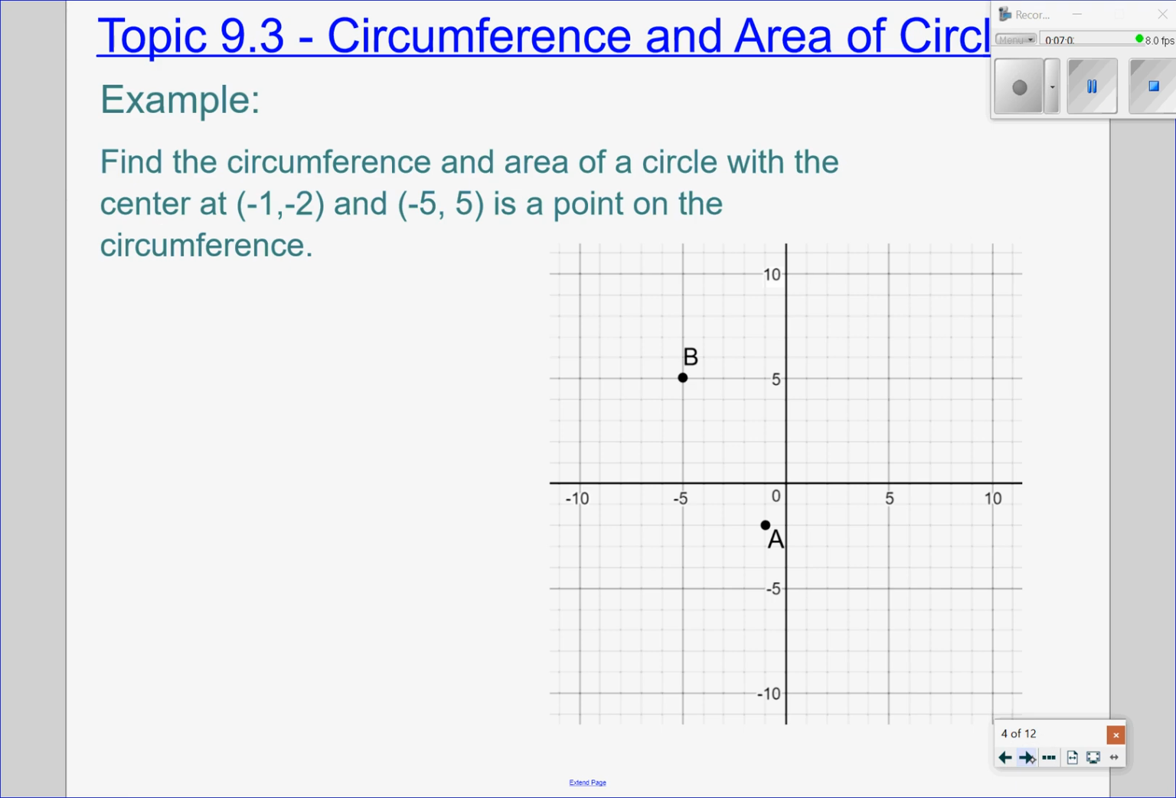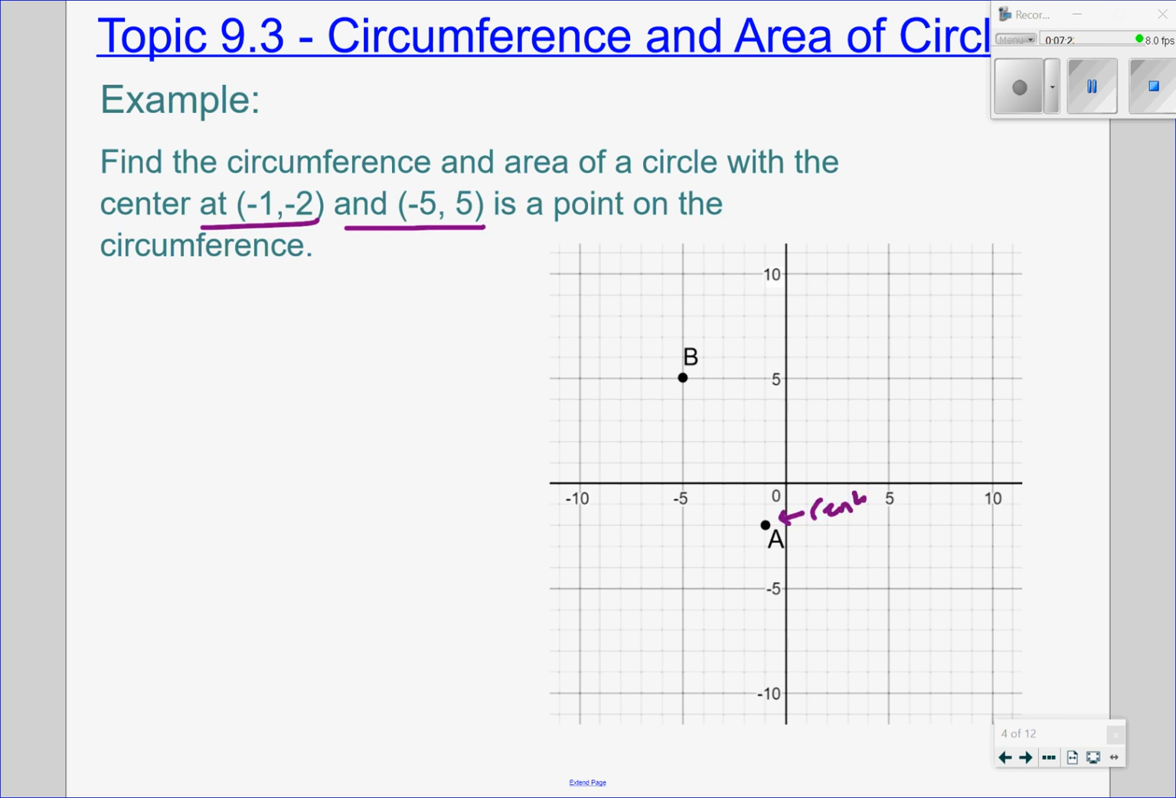For this one, it says find the circumference and area of a circle with the center of our circle at -1, -2, and the point -5, 5 is on the circumference. So now we're going to go ahead and put these shapes onto a graph now that we've reviewed a little bit. So right here, this point -1, -2, this is going to be our center.